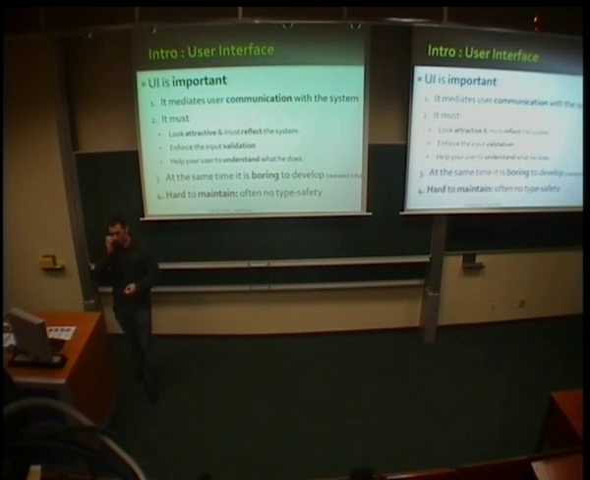So why is UI important? Because this is what attracts our users. It's the communication between our system and the user. And certainly, it should look attractive. It should reflect the system. It should enforce validation. It should enforce all the information. The user should understand it, but at the same time, you don't like to develop it because it's too much replication from what you already captured in a data model. It's information that you captured in validation rules. It's information that you captured already somewhere else.